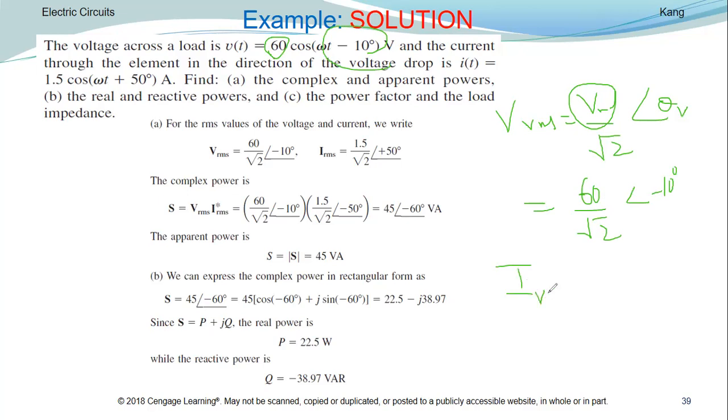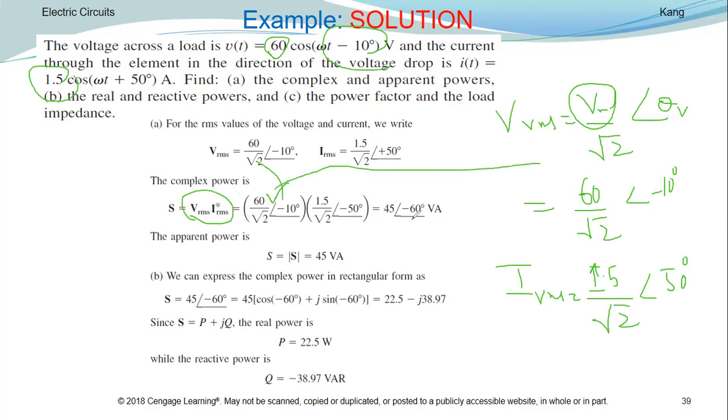For IRMS, which is the same, it will be Im, which is 1.5 divided by under root 2 with the angle 50 degrees. So S equals the product of these two: 60 divided by under root 2 is the first value, and this is the second value. So my S value will be equal to this one. So the apparent power will be 45. So 45 will be my apparent power. This is the complex and apparent power. So this is the complex power complete, and this is the apparent power.